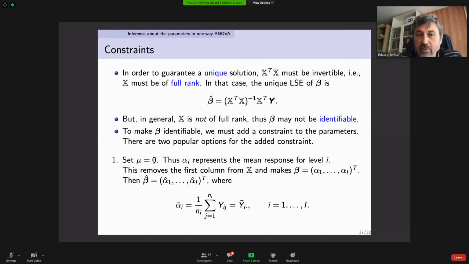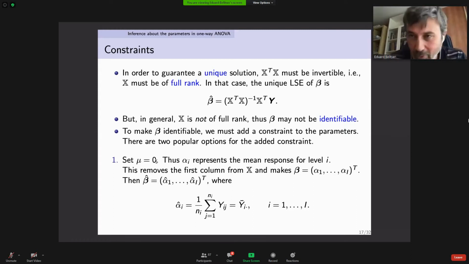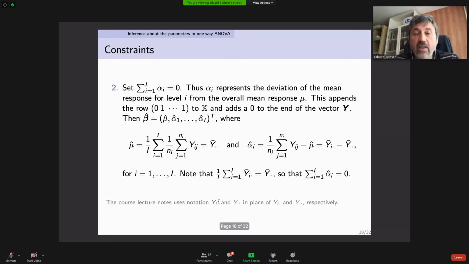The first one is just set mu equal to 0. Basically, that means that we remove the first column, and then everything is fine. That's exactly where we started. So remember, if we remove this column, then we can resolve. Then there are only alphas, and each alpha is just a level average. So we take the average over level, and that's it. It's very simple then.